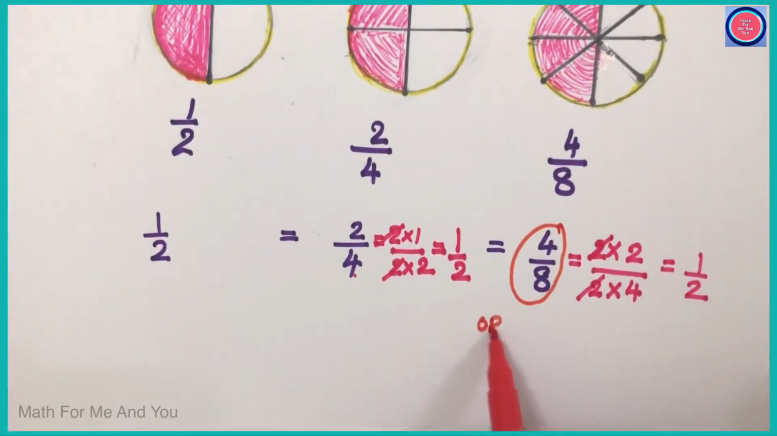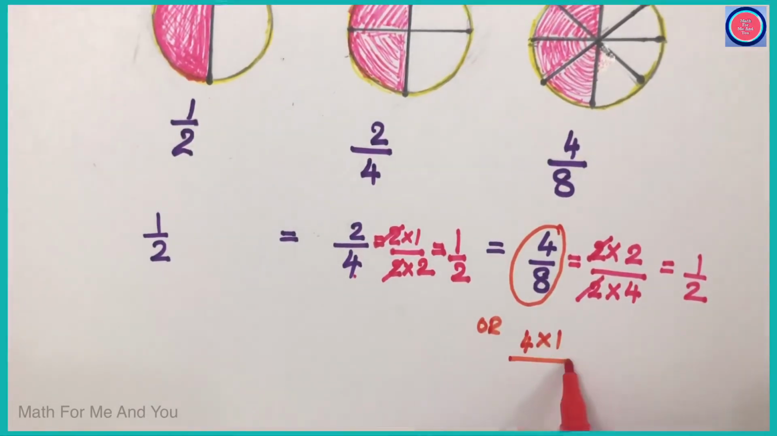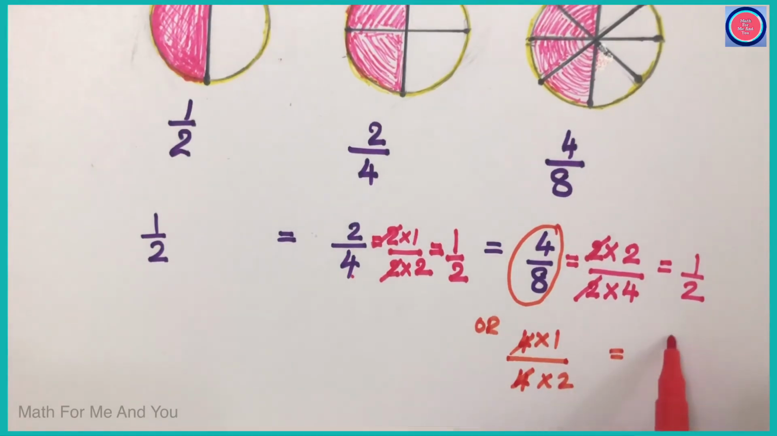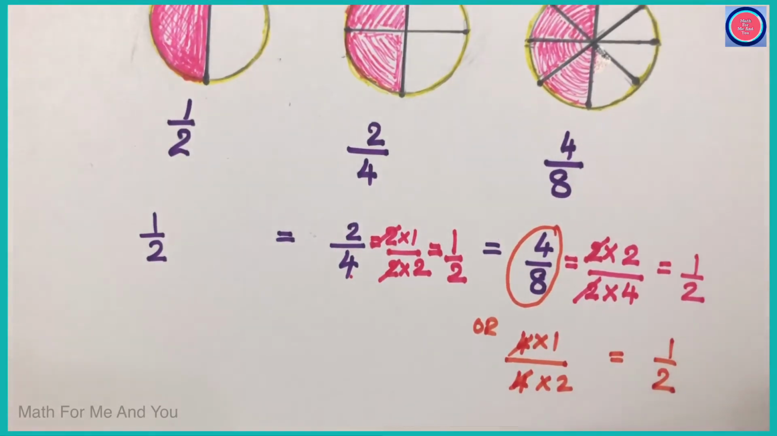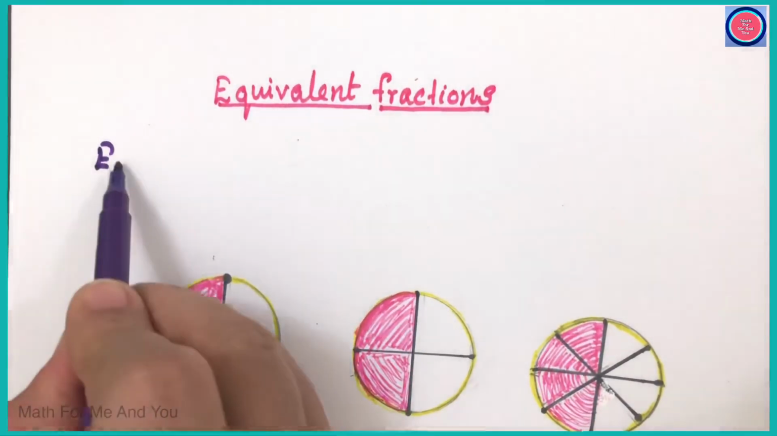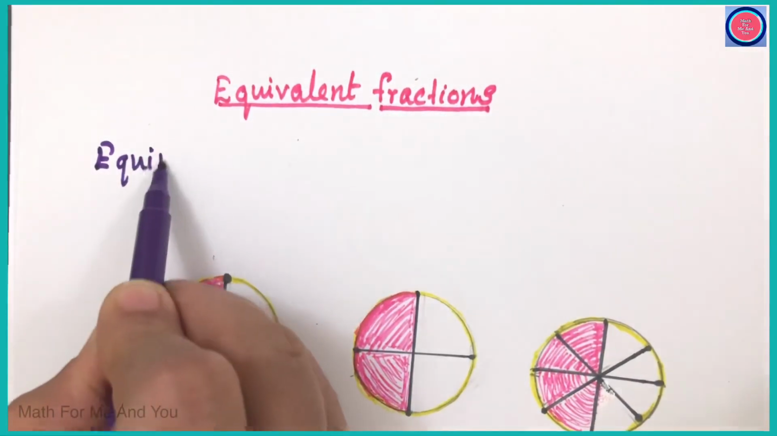If you split 4 as 4 times 1 and 8 as 4 times 2, then we can see 4 is a common number in the numerator and denominator, so it gets cancelled. Finally, the fraction reduces to 1 over 2. These types of fractions are called equivalent fractions. Equivalent fractions have different numerators and different denominators, but when we find the value, we can see they are all equal to the same value.